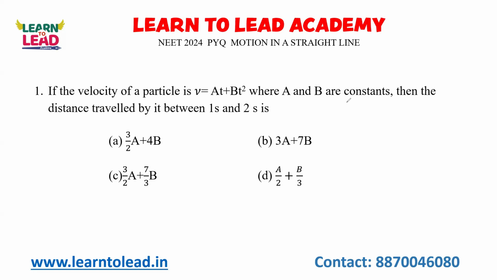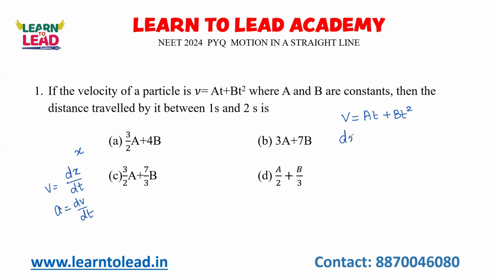If the velocity of a particle is v = at + bt^2, where a and b are constants, then what is the distance travelled by it between 1 second and 2 seconds? First, you should know the concept: displacement is x, velocity is the differentiation of displacement, and acceleration is the change in velocity with respect to time. So if velocity is asked and displacement is given, we differentiate the equation; if acceleration is asked, we differentiate twice. In the reverse direction, if acceleration or velocity is given and displacement is asked, we integrate. Remember this, it is important.